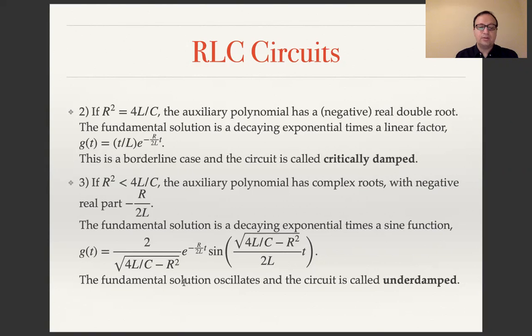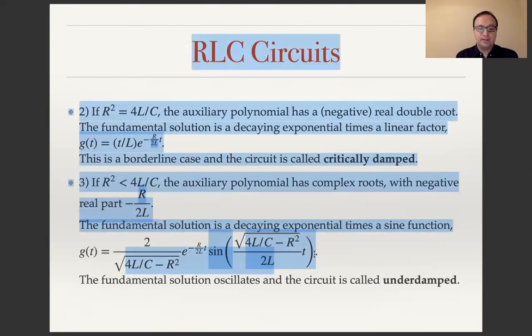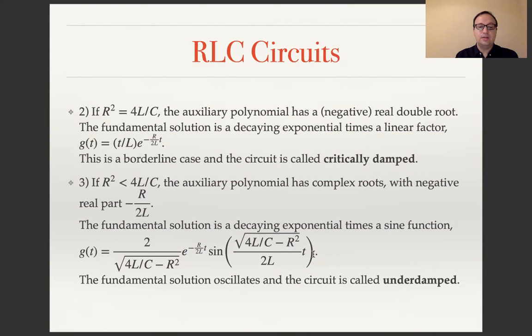So the fundamental solution is a decaying exponential times a sine, and it oscillates because of the sine. And in this case, when you have an oscillation in the fundamental solution, the circuit is called underdamped, and then all the solutions to the equation will have oscillations.